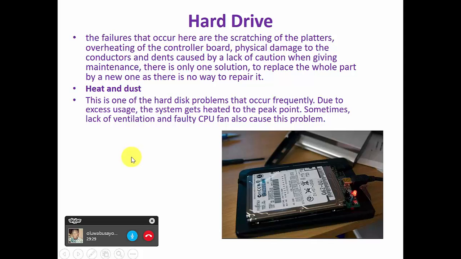There are also instances where the computer fails to detect the hard disk or the BIOS, that is the basic input and output system self-test. This happens when the UPS fails to deliver the required power supply or gives too high a power supply. When that happens, the BIOS cannot detect the hard drive. So that's one of the issues affecting the hard drive. Now we also have heat and dust on that same slide. This is one of the hard disk problems that occurs frequently due to excess usage.